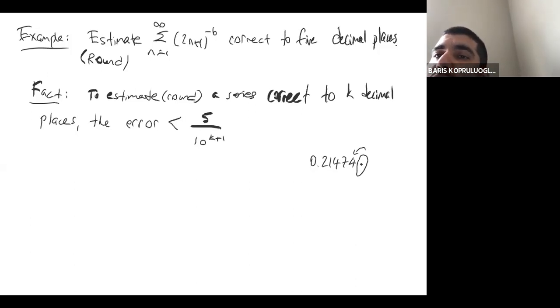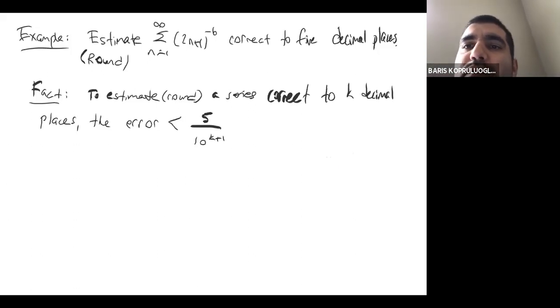If we're trying to approximate correct to 5 decimal places, I generalize that fact to k decimal places. It's going to be 5 over 10 to the power of k plus 1, in other words, the 5 at the (k plus 1)th decimal place. Okay, so this is going to be the idea. Now let's solve the problem.